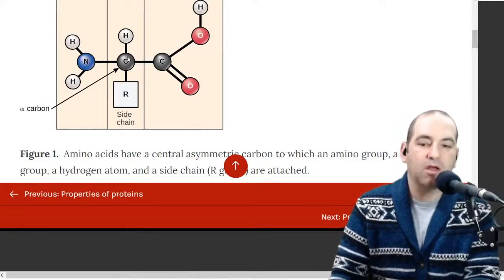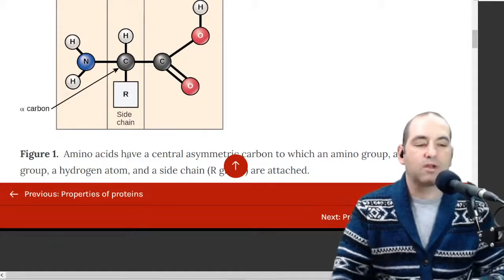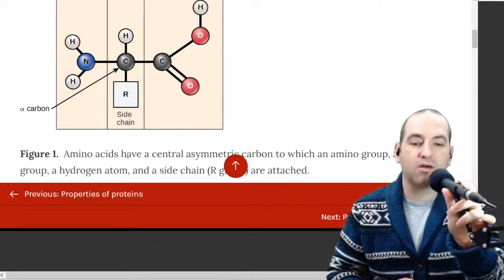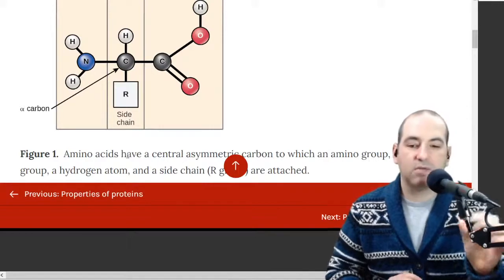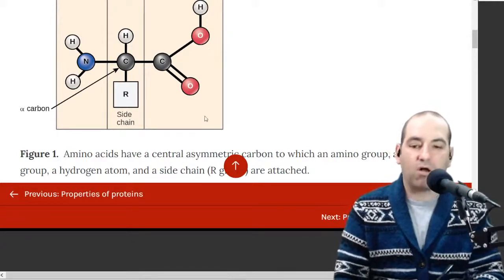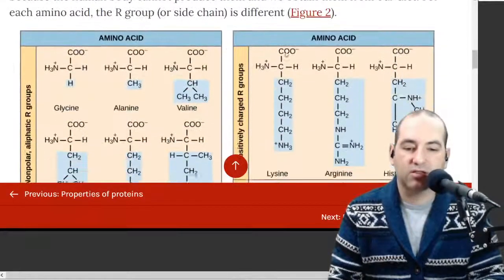Now the alpha carbon is important because the part that's connected to the alpha carbon, which is known as the side chain, is what gives amino acids their variation. So different side chains mean different amino acids. The rest of the structure stays the same for all amino acids. So let's take a look at some of those different side chains.